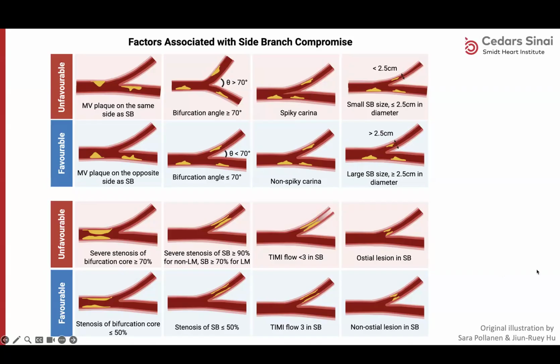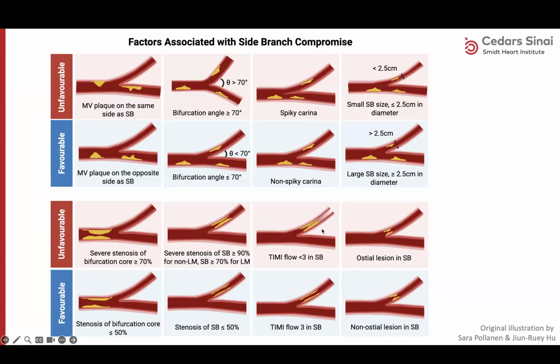Also pay attention to the percent diameter stenosis of the bifurcation core. The bifurcation core is the central area encompassing the main vessel just before and after the side branch takeoff. A high-grade stenosis of more than 70% suggests that the large plaque burden may easily shift or snowplow into the side branch during stenting. A severe percent diameter stenosis at the side branch of 90% for the non-left main and more than 70% for left main lesions. High-grade stenosis of the ostium or shaft before intervention increases the chance of total occlusion when the additional plaque is displaced during main vessel stenting.